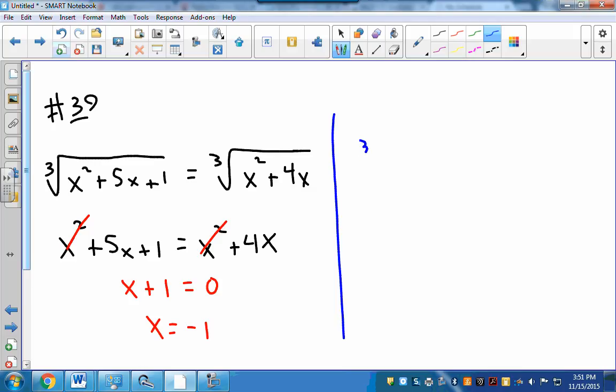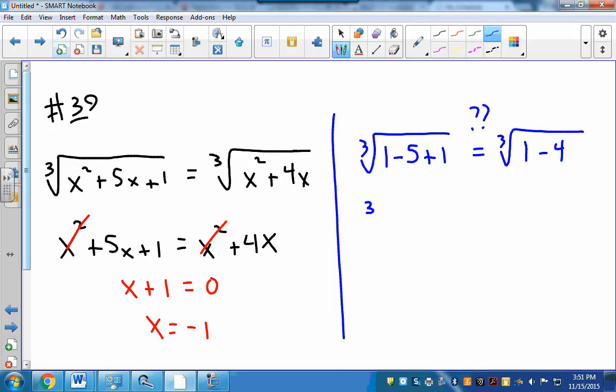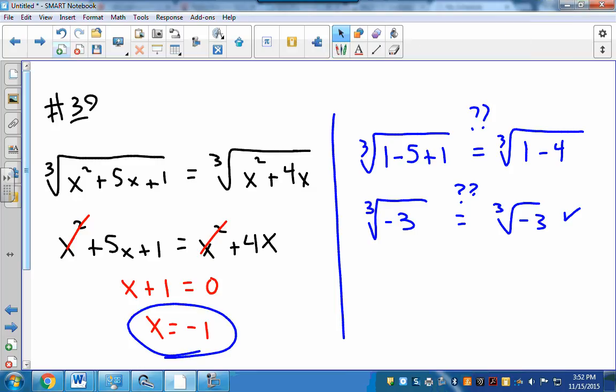We have the cube root of, let's see, negative 1 squared is 1. 5 times negative 1 is minus 5, and plus 1. That's the left side. And on the right side, we're putting x is negative 1 in there. So negative 1 squared is 1, and 4 times negative 1 is minus 4. Now remember, these are cube roots. So cube roots are certainly allowed to have negative radicals. So this is negative 3 here, and this is the cube root of negative 3. So sure enough, they do check. Cube root of negative 3 is the cube root of negative 3. The answer is x is negative 1.